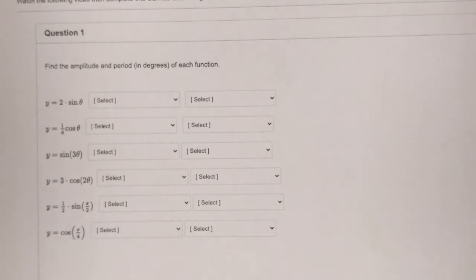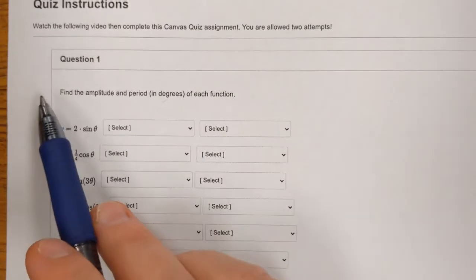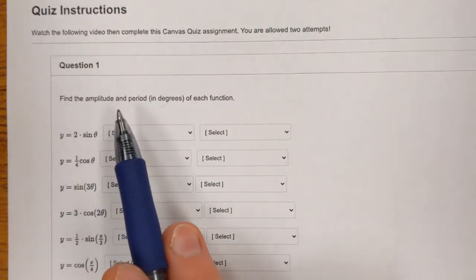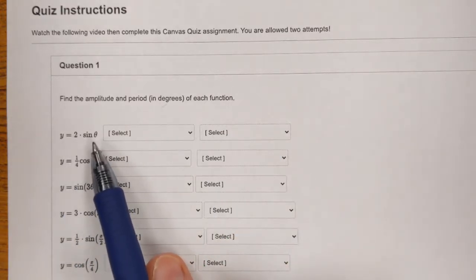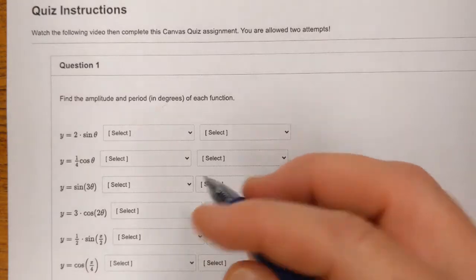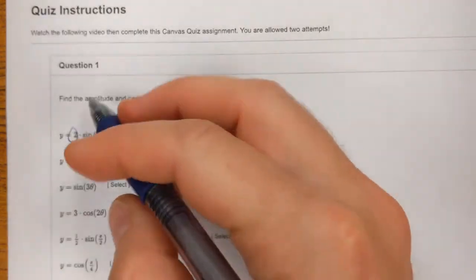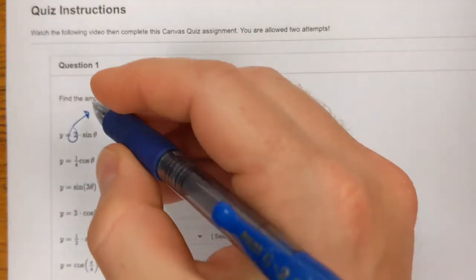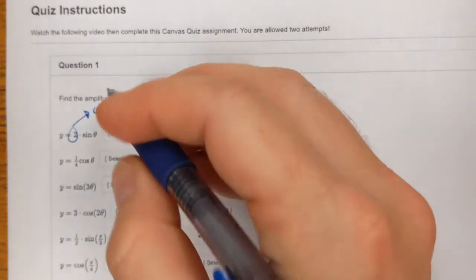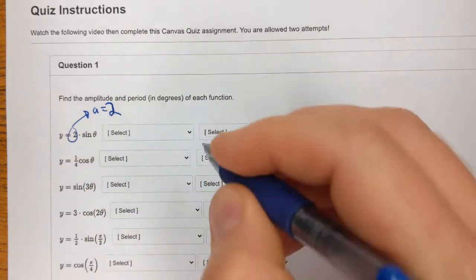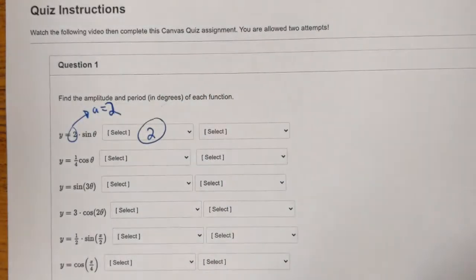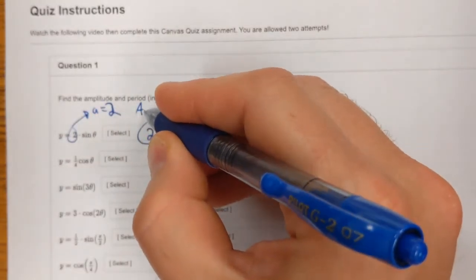All right, so let's start doing some questions right off of your assignment, because I think this is going to be a tough assignment. Okay, so let's just look right off the bat. Question 1. Find the amplitude and period in degrees of each function. Y equals 2 times the sine of theta. All right, so the 2 in front of the word sine indicates the amplitude. So simply put, we're going to say that for this first question, the amplitude is 2. Okay, so this first column is meant to be amplitude.